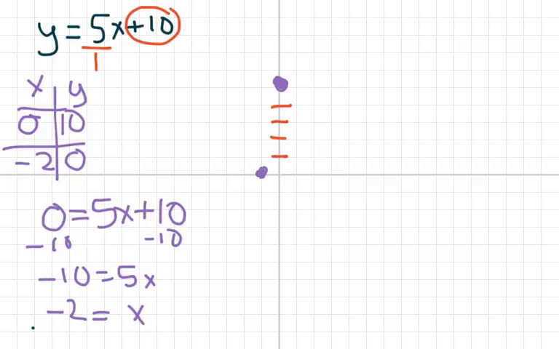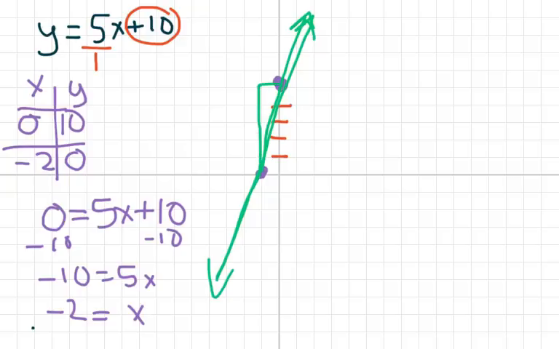And I'll go ahead and graph this. Let's see, I'll graph this part first and try to make it straight. That is a straight line. And you can also see the slope here. We're going up 5 over 1 and the y-intercept.